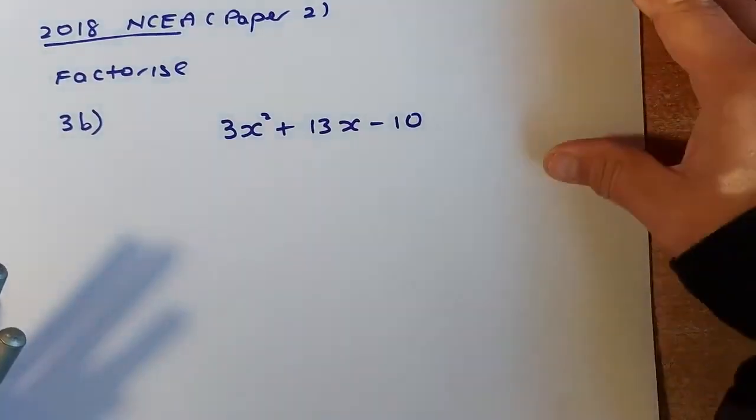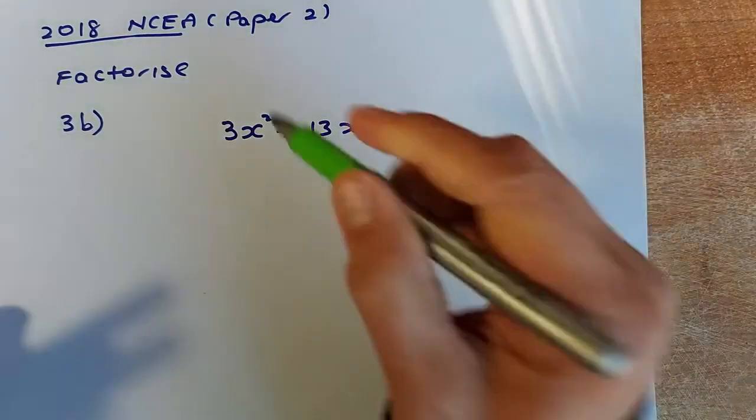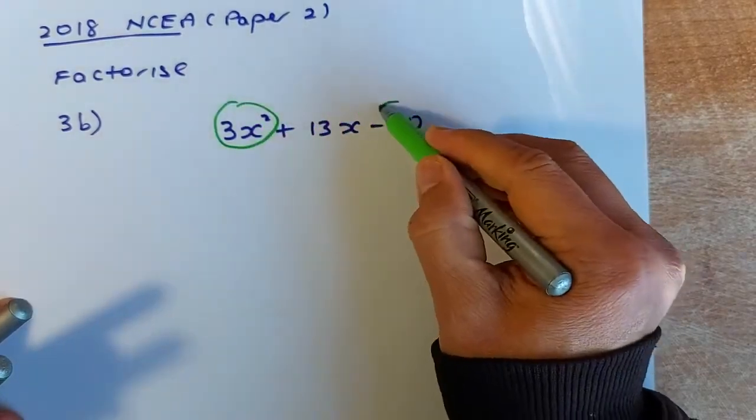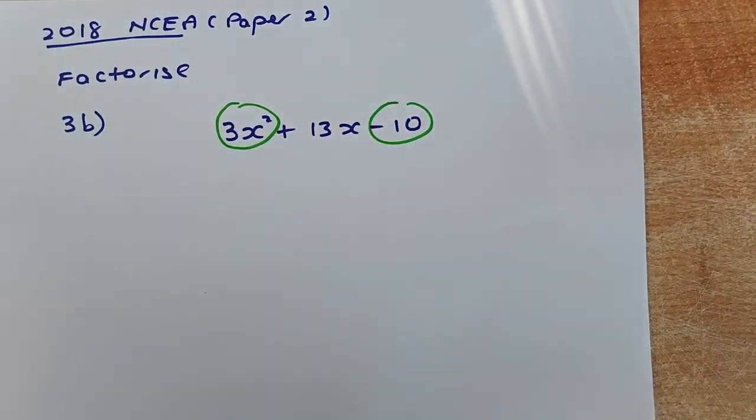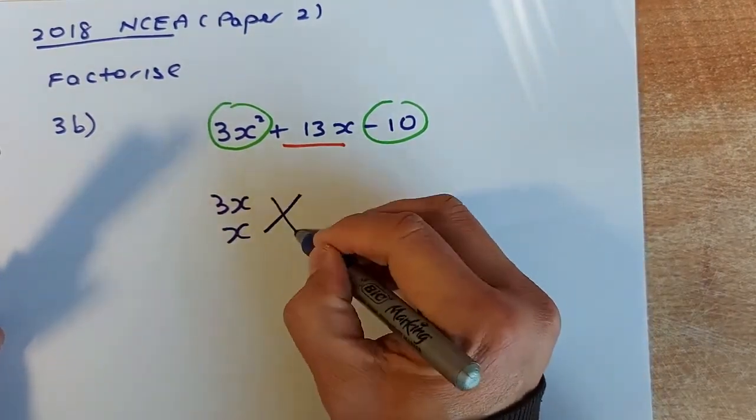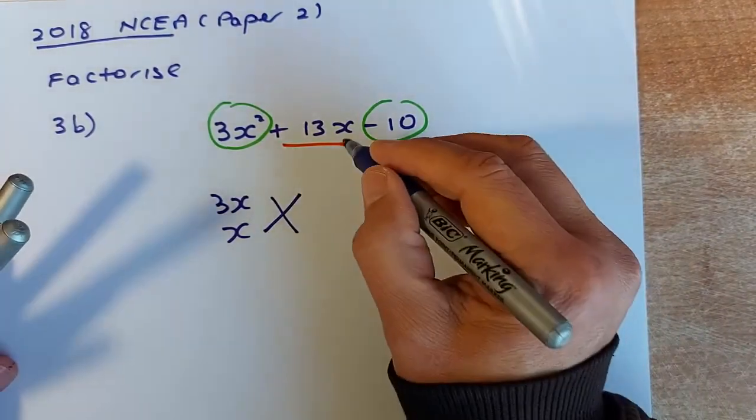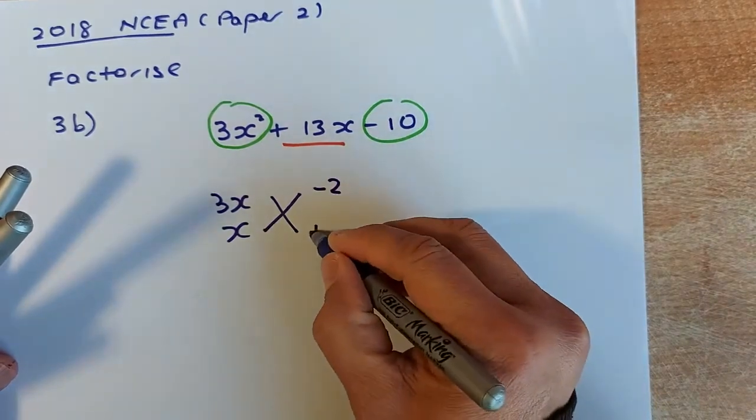Okay, good. So finally, we are going to do the 2018 paper 2. So I repeat again, step 1, do a bubble. So you are going to get the first bubble, second bubble, and you are going to try to find the middle expression, which is plus 13x. So we are lucky, 3x squared, there's only one possibility, 3x and x. Think about it before you get the 13. How do you get 13? We try negative 2 and positive 5.